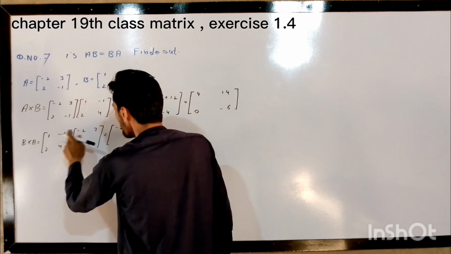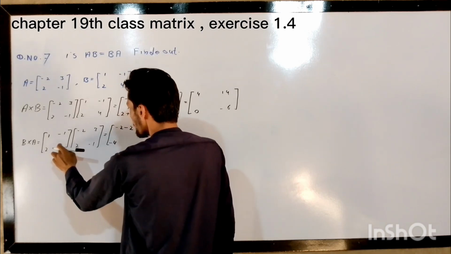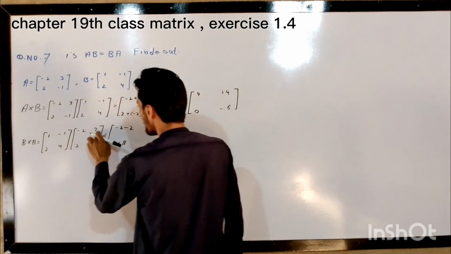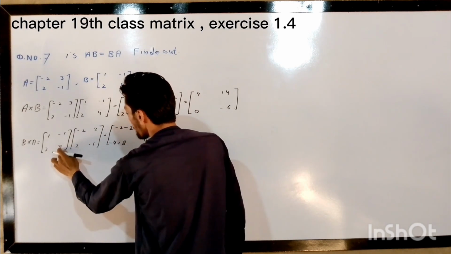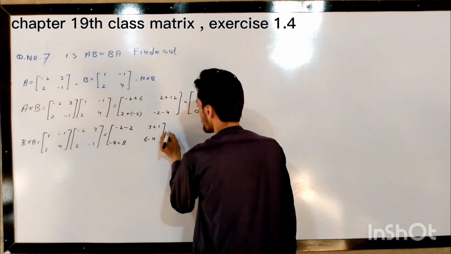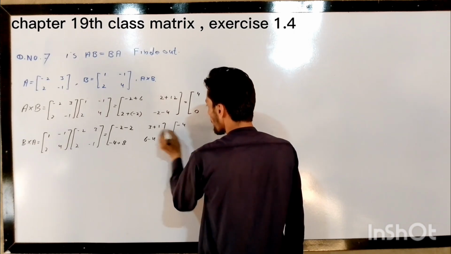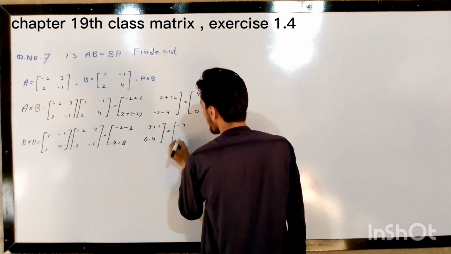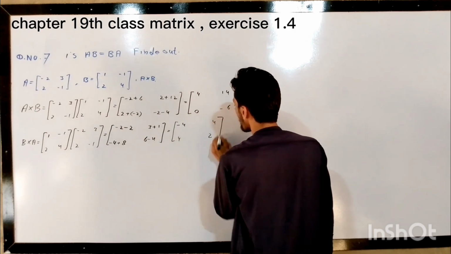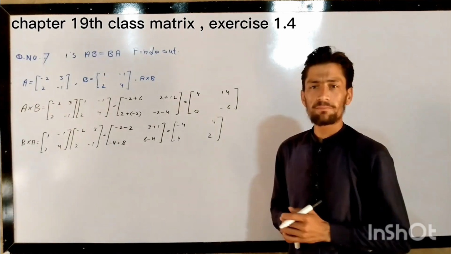Now, 2 and minus 2 will be equal to minus 4. 4 product 2 will be equal to 8. Now, 2, 3 will be equal to 6. 4 minus 1 will be equal to 4. Okay. Minus 2 is minus 4 plus 4, and this is plus 4, and this is 2. So matrix A cross B is not equal to matrix B cross A.